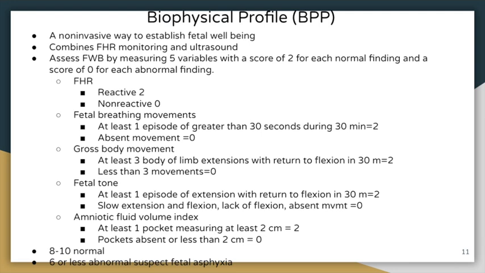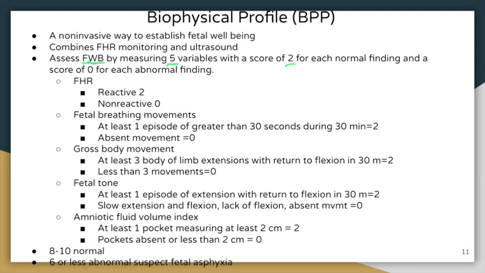So biophysical profile is one of those tests that we can do to establish fetal well-being. It's a non-invasive way to establish fetal well-being. Remember on the NST portion of this previous slide when I talked about the NSTs? If you have a non-reactive NST, you can either do a contraction stress test or a biophysical. That's what this is. So it combines heart rate monitoring and ultrasound. You assess fetal well-being by measuring 5 things. Each one of those 5 things gets 2 points.